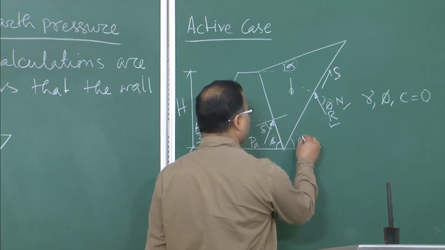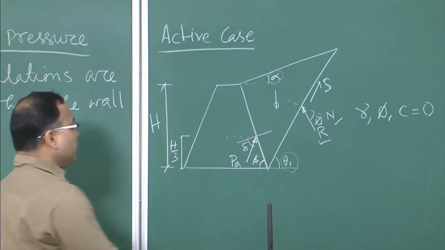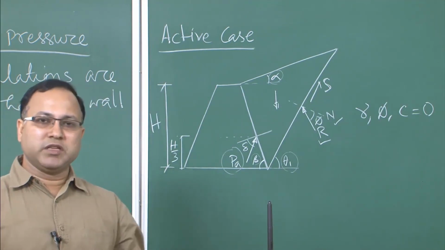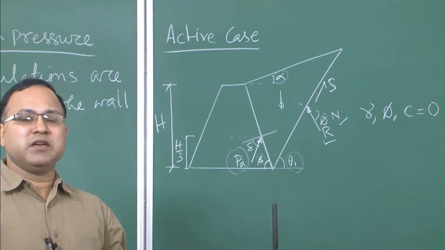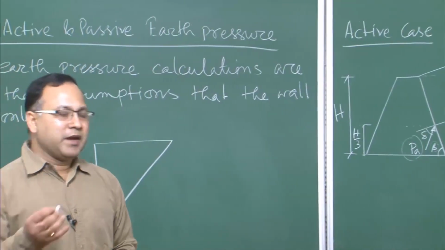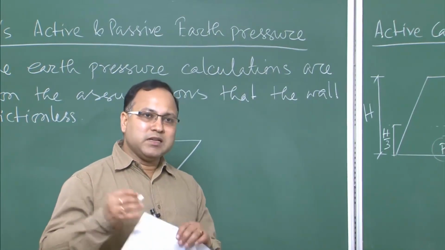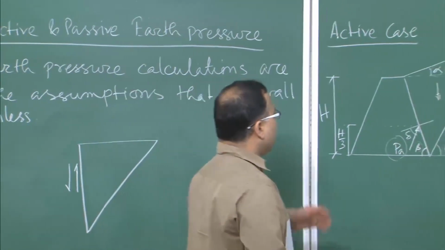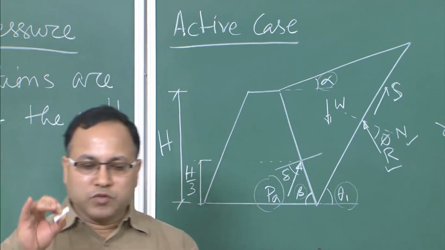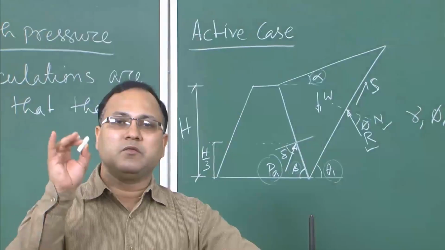Theta 1 is the angle of inclination of the failure surface with the horizontal. Now, you need to find out Pa. I am not going into much detail on how to find all those things. This is based on the limit equilibrium method. If you consider the force equilibrium as well as the moment equilibrium of the system, then you can find out the magnitude of Pa. I will give you the direct expression for Pa rather than the detailed calculation. W is the weight of the wedge.